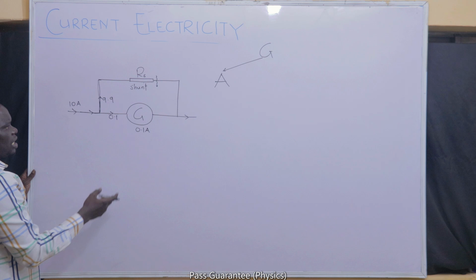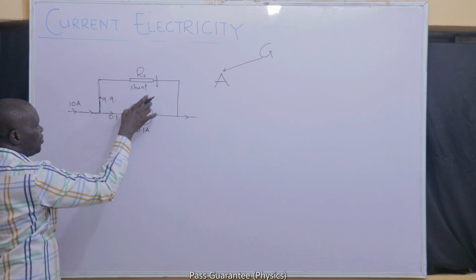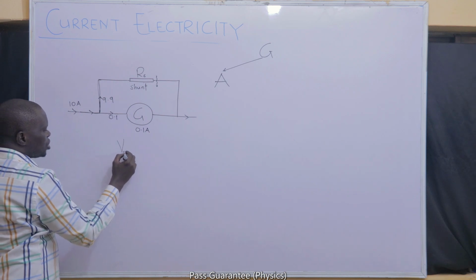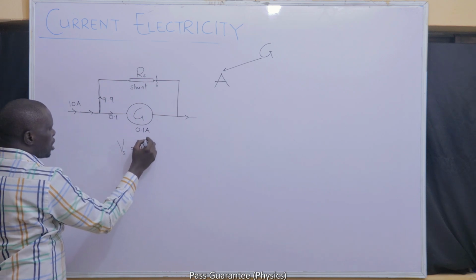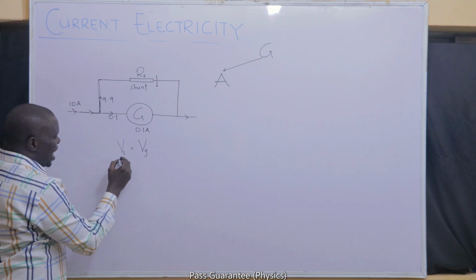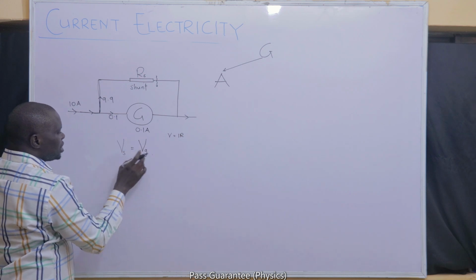So if I want to find the resistance of the shunt, what I will do is I will say that since the shunt and the galvanometer are in parallel, the voltage across the shunt must be equal to the voltage across the galvanometer. That means clearly that if I use my V is equal to IR, why are the voltages even the same?